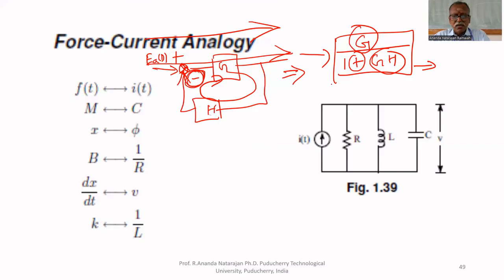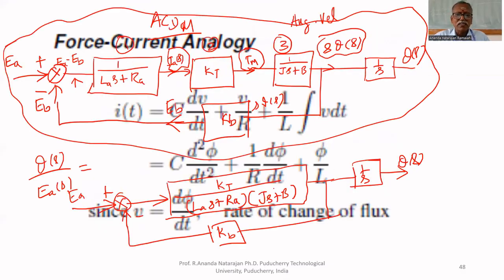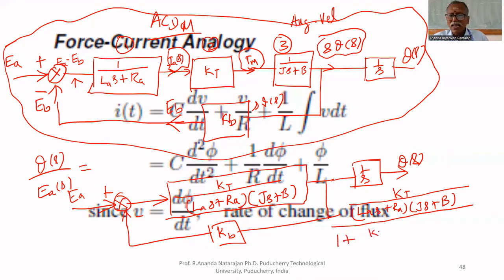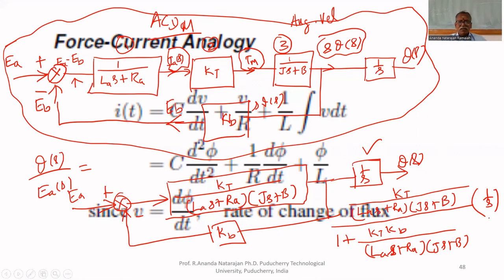If you apply the same formula in the previous block, here you apply the same formula, it becomes, I'll write KT upon LAS plus RA, JS plus B, whole divided by 1 plus KT KB. Why KT KB? There is one KT, this KB upon LAS plus RA multiplied by JS plus B. In addition, one more block is there that is left out, that is 1 by S. That's all. If you combine these two, this becomes single block.